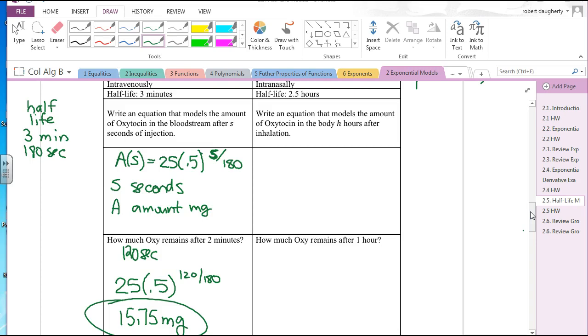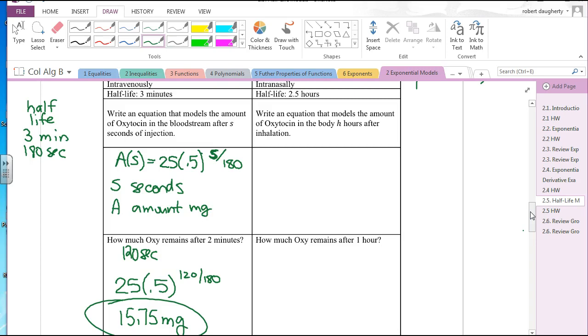Does it make sense after 2 minutes that I've got more than that? It does, because it hasn't gone away yet. It hasn't dissipated. Okay, so 3 minutes was the half-life. So in 3 minutes, I should have had half my original amount. So in 2 minutes, I had more than that. It hadn't all dissipated at that point.